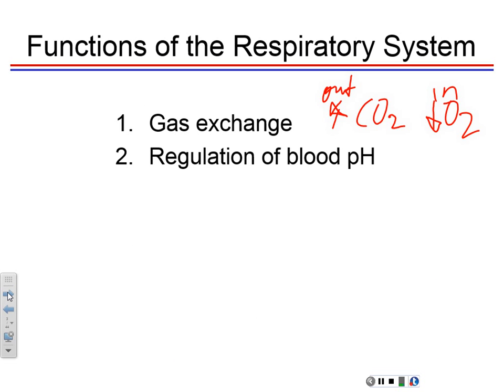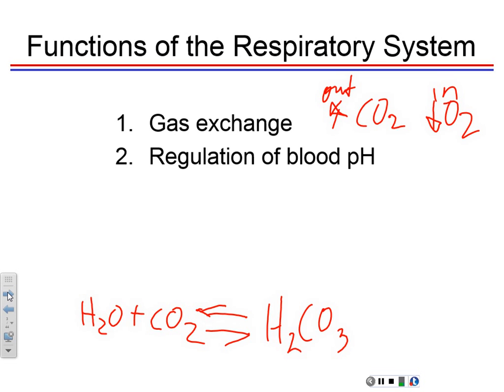And then regulation of blood pH. How does that happen? Okay, that's because when you mix H2O plus CO2 in a reversible reaction, what do you get? You get H2CO3, carbonic acid, which dissociates again in a reversible reaction into HCO3 minus and H plus. That's how you regulate the pH.